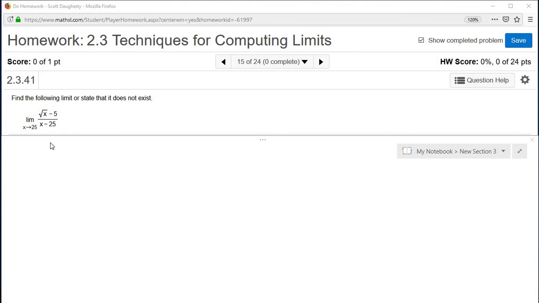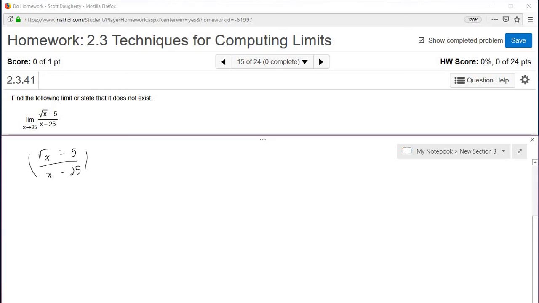So what I'm going to do is take this function and try to rewrite it so that we can evaluate the limit using substitution. In other words, it becomes determinable when we substitute in for 25. Okay, so here's what we're going to do. Let me just write this down. We have square root of x minus 5 divided by x minus 25. I'm just going to manipulate this function to a different form.